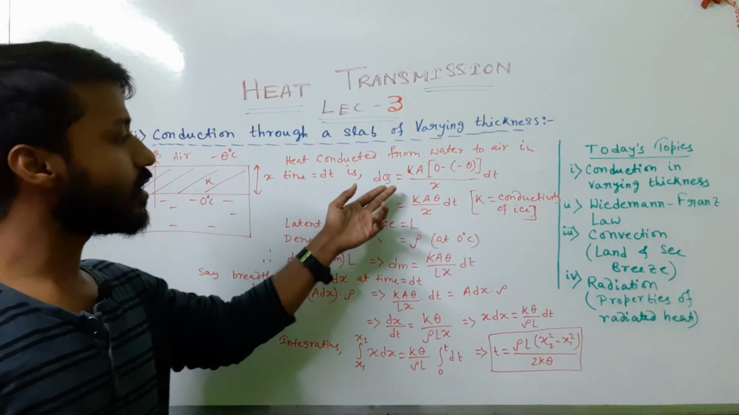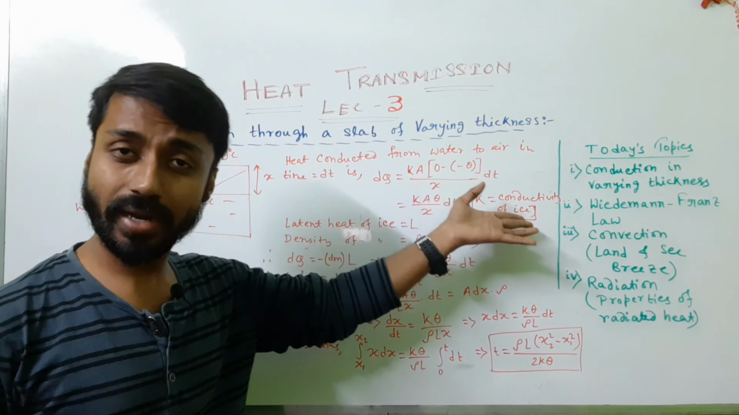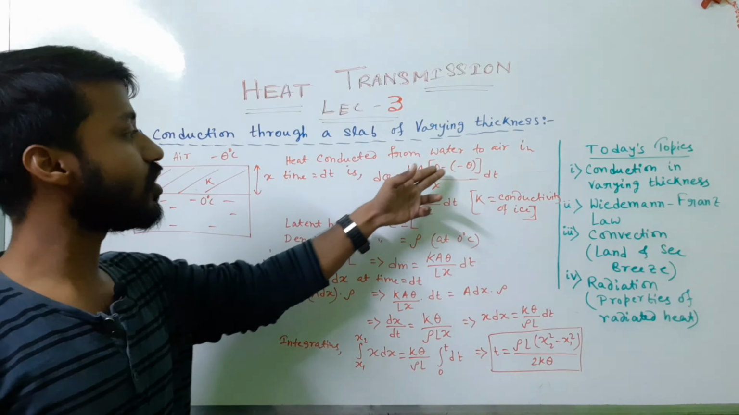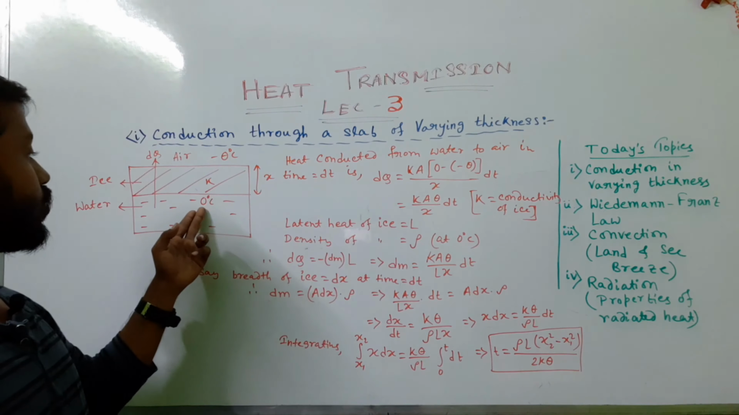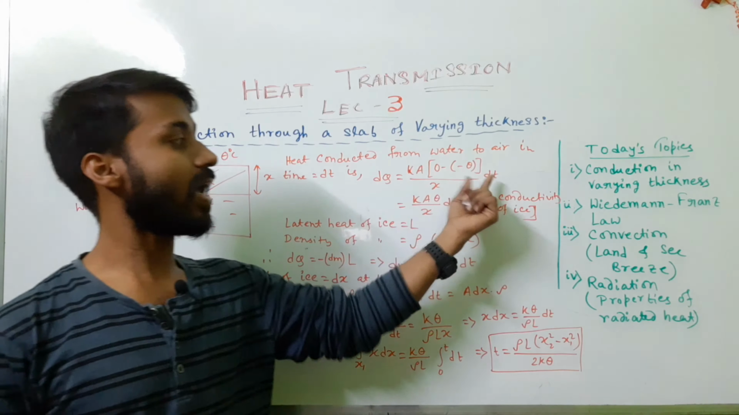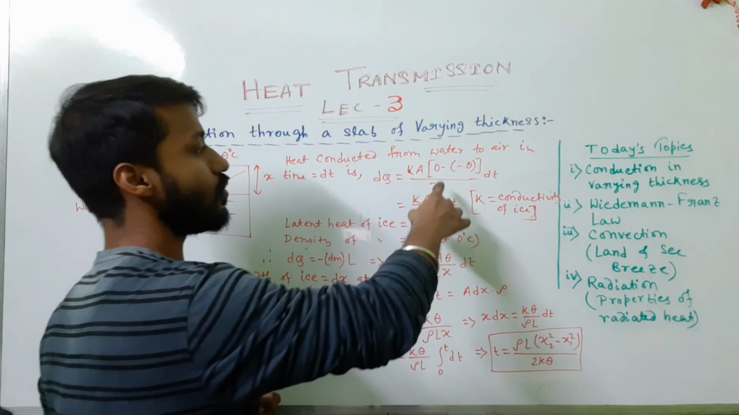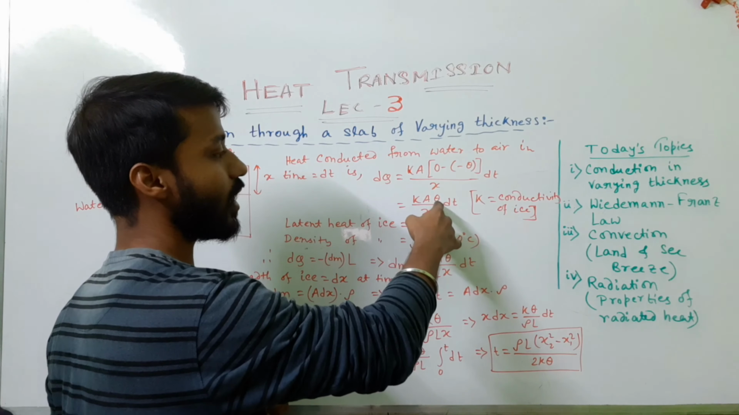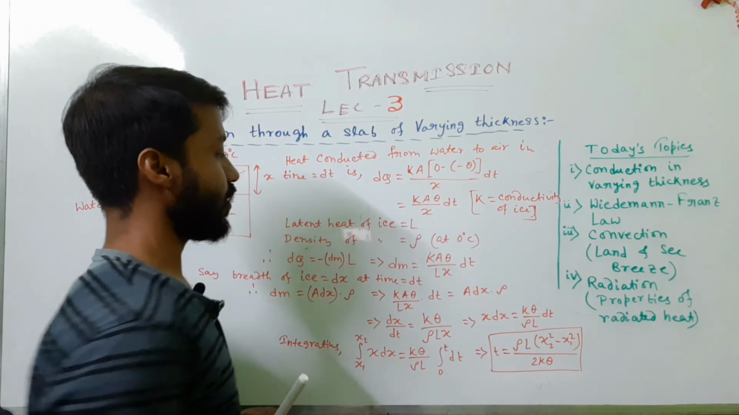So dq will simply be K A (theta 1 minus theta 2). So here it is 0 minus theta, 0 minus of minus theta, by x. x is the distance and dt is the time. So simply minus gets plus. So dq = K A theta by x into dt.